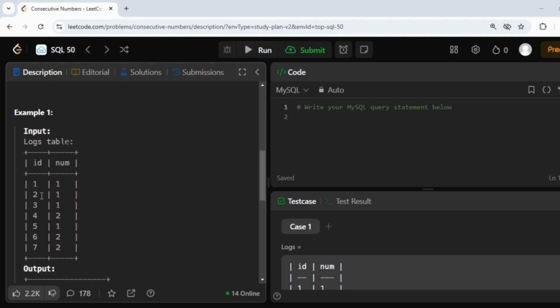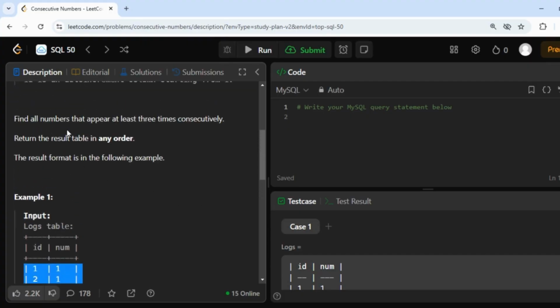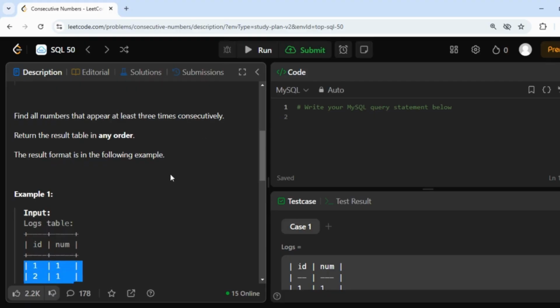You have IDs 1, 2, 3 over here, and you see that for these IDs you have consecutive num values, in varchar. For the first three you have 1, 1 and 1. That means 1 is appearing 3 times consecutively, and hence this is the result, because that is what the question is asking: find all the numbers that appear at least 3 times consecutively.